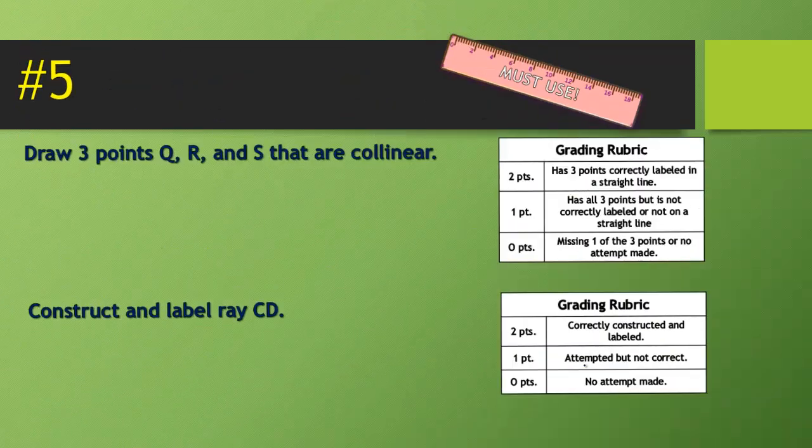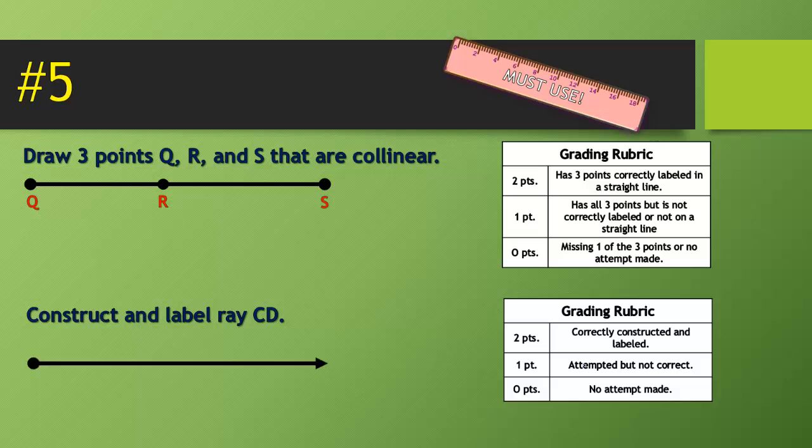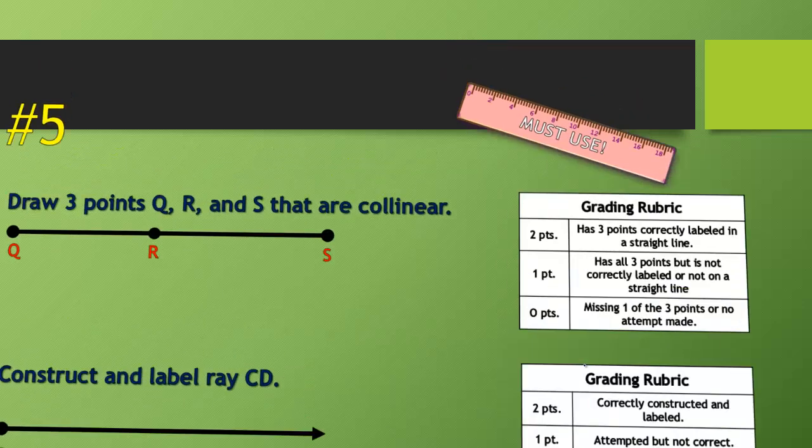All right, so again, give it a shot, see what you do. So Q, R, N, S would be collinear if all the points were on the same line like that. 2-point answer for ray CD. So C is your starting point and it extends at D, arrow only on one end.